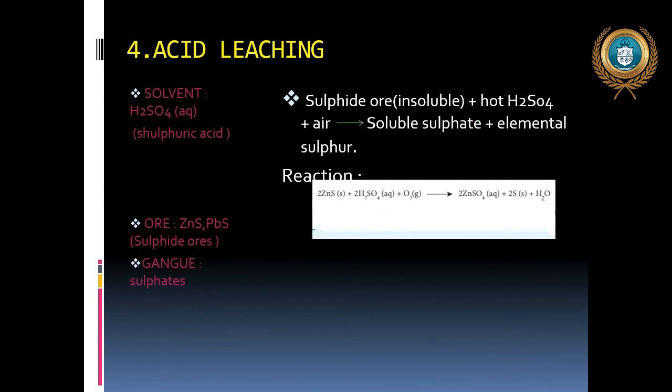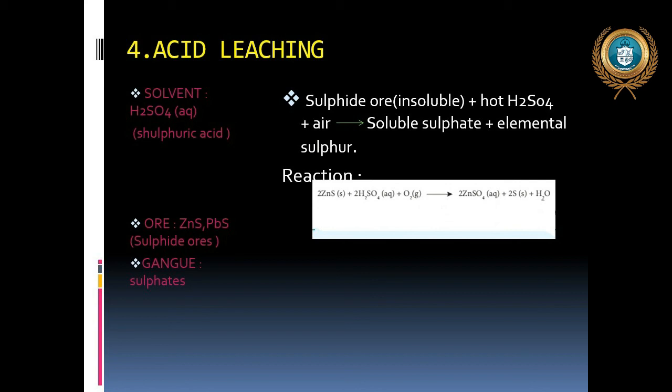The next is acid leaching. Here in acid leaching we have taken the solvent as sulfuric acid, H2SO4, and the ore is zinc blende or galena, and the gangue particles will be sulfates. It is exclusively for sulfide ores, like froth flotation is exclusively for sulfide ores. Like that, acid leaching can be done for the sulfide ores. So here the sulfide ore has to be insoluble.